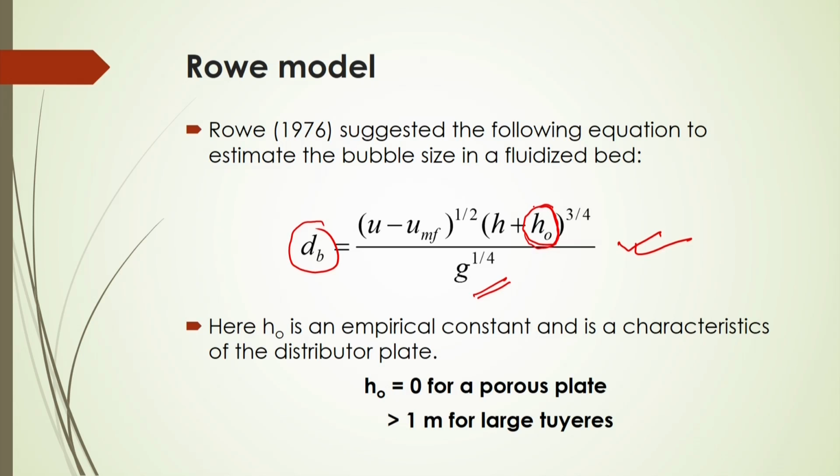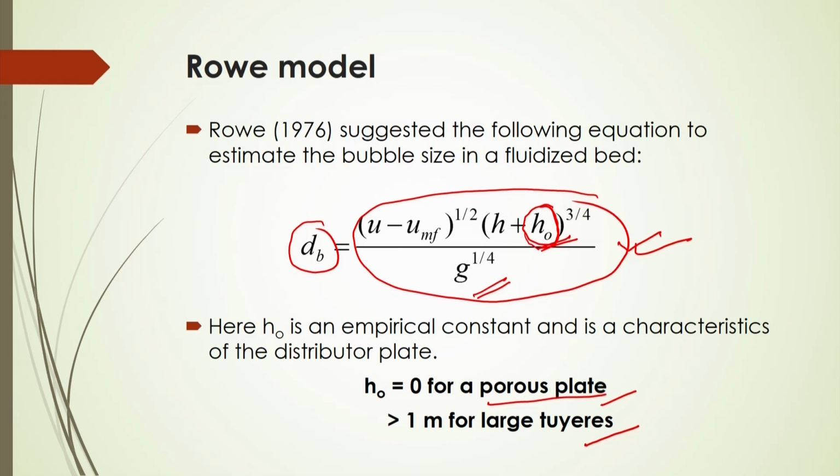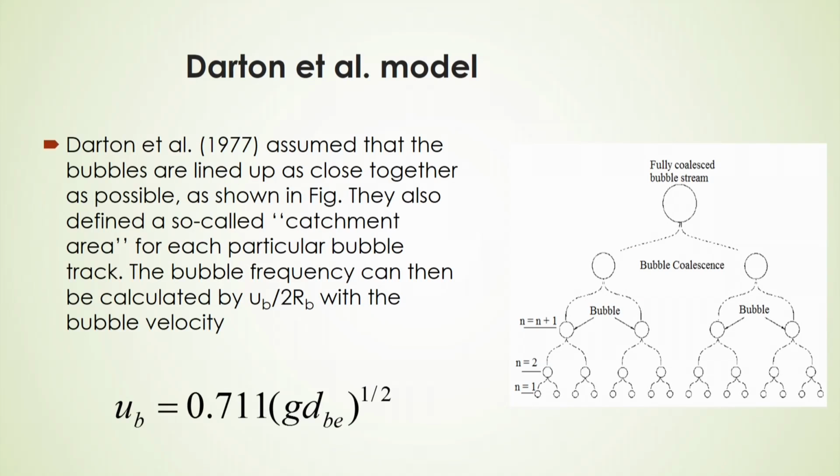Here this H0 is the one empirical constant, and it is characterized based on the type of distributor. It is seen that this H0, this empirical constant, will be 0 for a porous plate distributor, and it will be greater than 1 meter for large-hole type distributors. So, you can predict or calculate the bubble diameter only if the bubbles are produced from a porous plate or large-hole distributor, then you can say what the bubble diameter should be at a certain height.